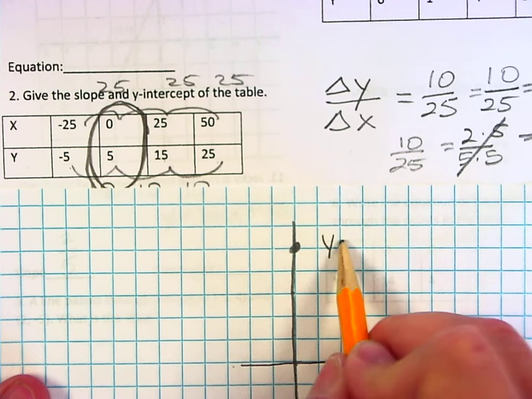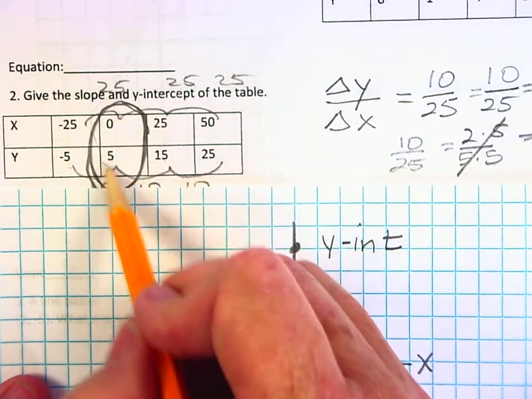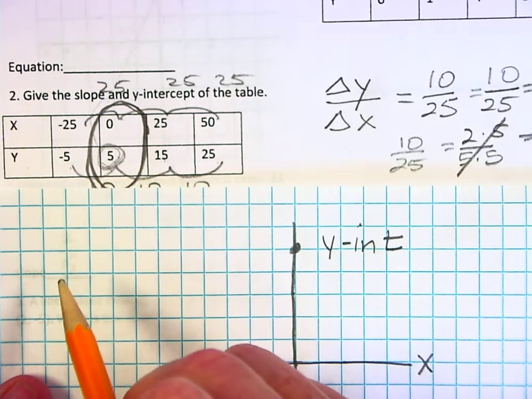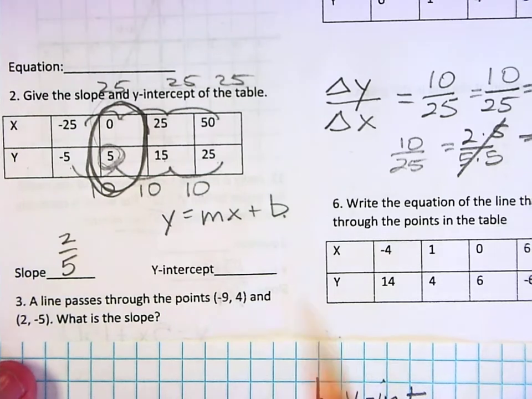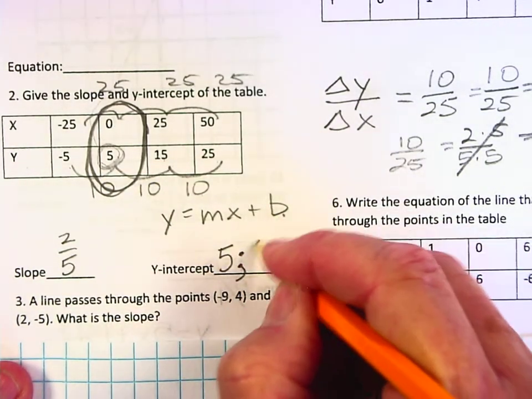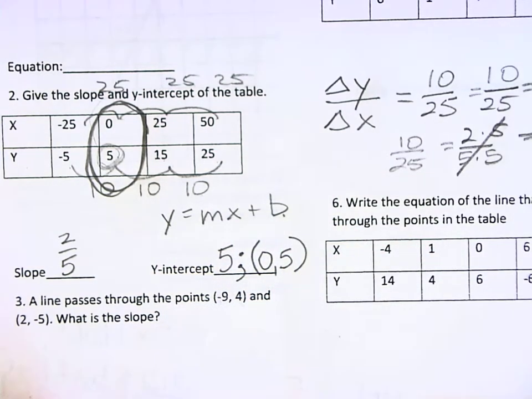That's my y-intercept. So for this particular equation, all I had to do is look here when x is 0 and y is 5 and know that that's my y-intercept. So that's my y-intercept. I can show it as 5, or more specifically 0, 5. And that's all I was asked to do in that particular problem.